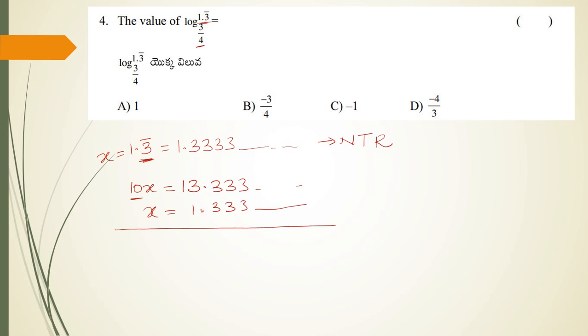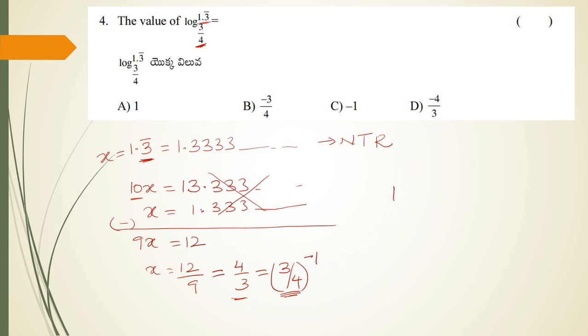Now if you observe, after the decimal point all are 3s, so we can cancel them out. When I do subtraction, I am going to get 9x is equal to 12. These after-decimal values will get cancelled. So from this x is equal to 12 by 9, which gives me 4 by 3. Now this 4 by 3 I can write as 3 by 4 whole power minus 1. Why have I written this? Because the base is 3 by 4, so I have replaced 4 by 3 as 3 by 4 whole power minus 1.